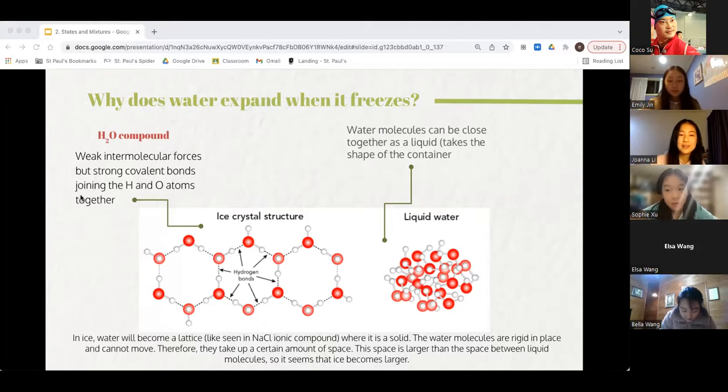It's a bit different from a lot of other compounds. If you can tell from the diagram, in liquid water, on the right, the molecules are really close together, so it's quite compacted and takes up less space. But when it becomes a solid, the molecules join together in a very regular way. They click together to make a really large crystal lattice structure. Because the molecules are arranged in an orderly way, it takes up more space in solid form. That's why ice is less dense than water, and that's why ice floats on water.